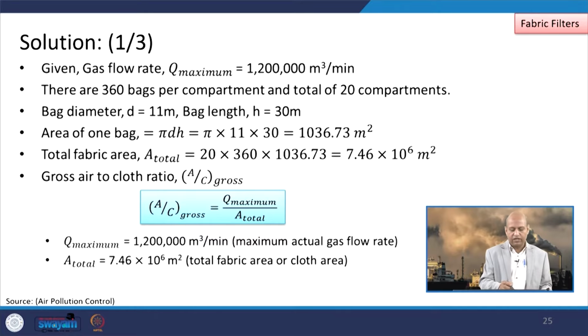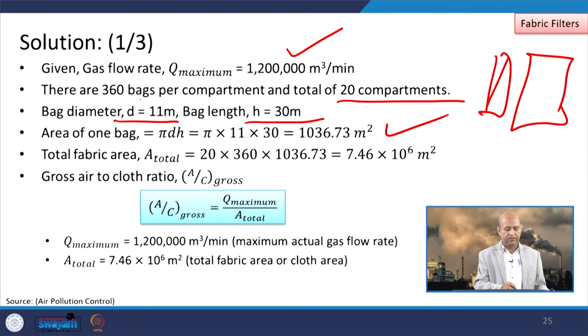So, the gas flow rate is given, and there are 360 bags per compartment, the number of bags is given, and 20 compartments are there, with 360 bags within one compartment. Then the bag diameter is also given. Diameter is twice the radius, and the bag length is given. Bags are circular, so if we open a bag, the width will be 2 pi r, or you can say pi d.